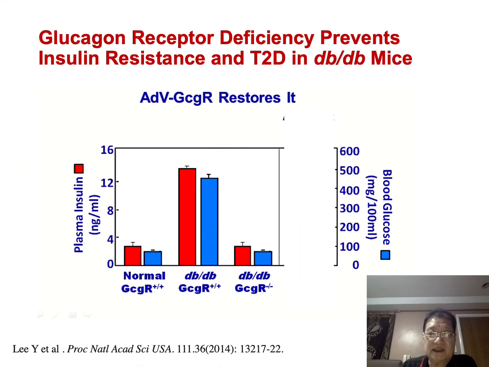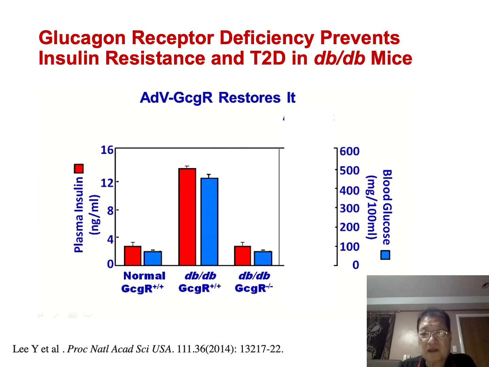And this is the final experiment in the series: normal mice, far left, DBDB with positive glucagon receptor, and DBDB with negative glucagon receptor. These are three animals. Normal, DBDB mice with the presence of glucagon receptor, and DBDB mice with negative or knockout glucagon receptor. What are measured here are plasma insulin on your left, and on your right is glucose.